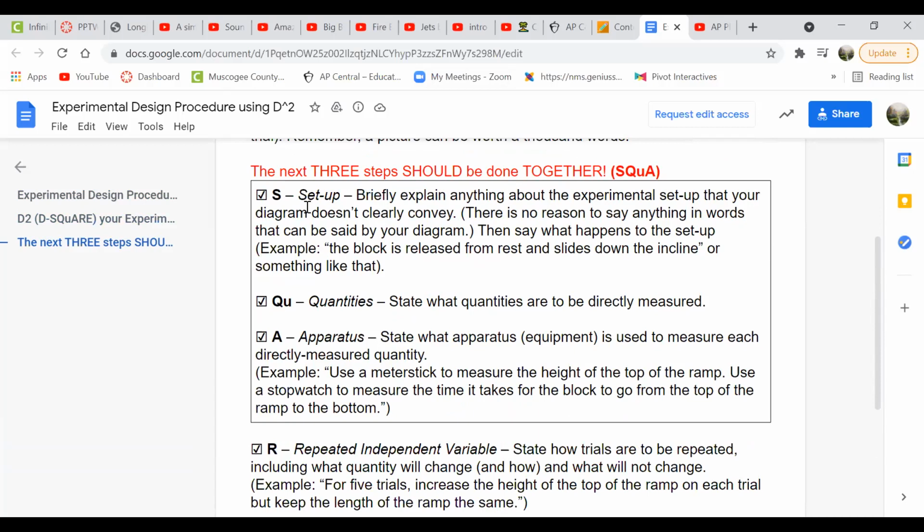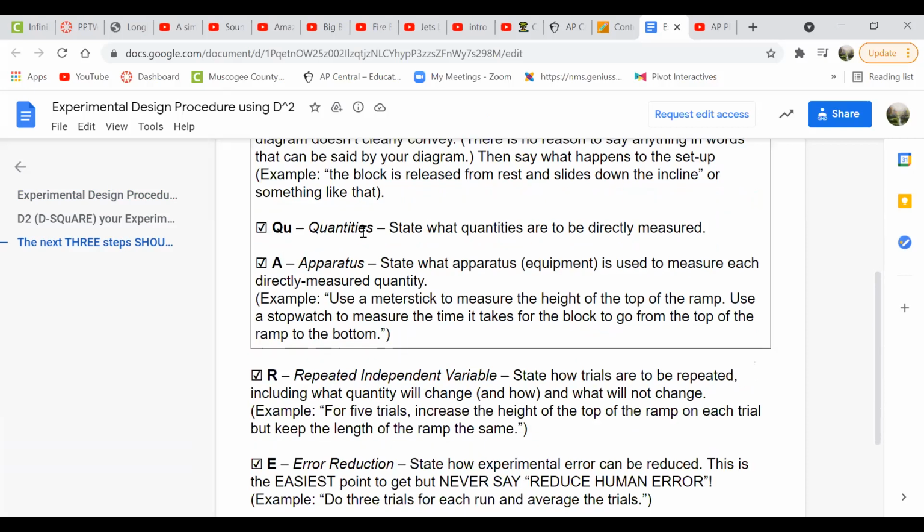Then you're going to mention the quantities and the apparatus that's going to be used to measure those quantities. They give you a table for that generally. And then you want to make sure to repeat the independent variable and state how trials are to be repeated. So for instance, in the equation that we were dealing with in the one we saw yesterday, you would be varying the amount of force that you applied to the cart in order to increase the amount of velocity that it had going into the collision. That would be how you would vary your independent variable.